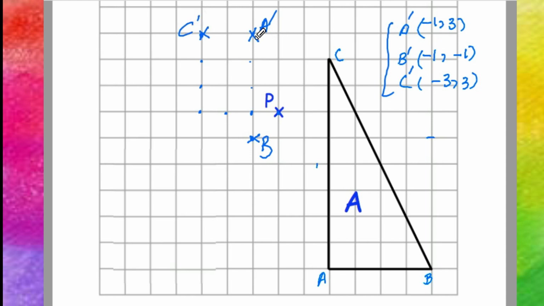Okay, now what we need to do is join all these points and then we are done. That is like this, and then like this. So this is your new triangle. Because your scale factor is negative, it means your shape has been flipped upside down. Look, so this is your new triangle.